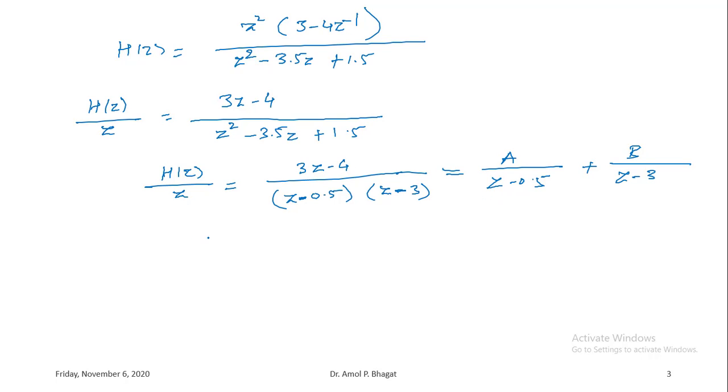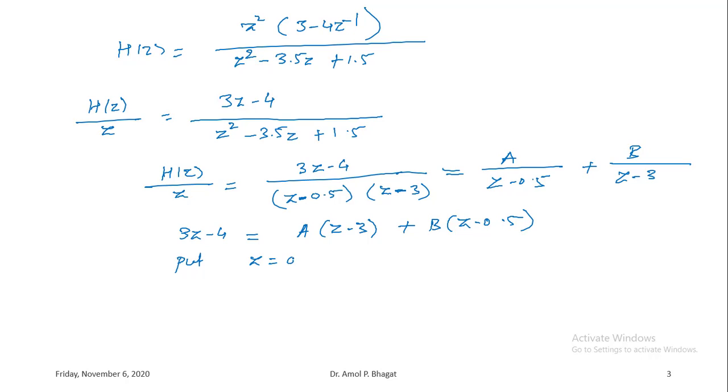Okay, so again I can write it down as, if I'm sending the denominator to the right hand side, it will be 3z minus 4 is equal to A into (z minus 3) plus B into (z minus 0.5), right? So if I'm sending these denominator terms here, the z minus 0.5 will get cancelled, so z minus 3 will be in multiplication with A, and with B, z minus 0.5 will be in multiplication.